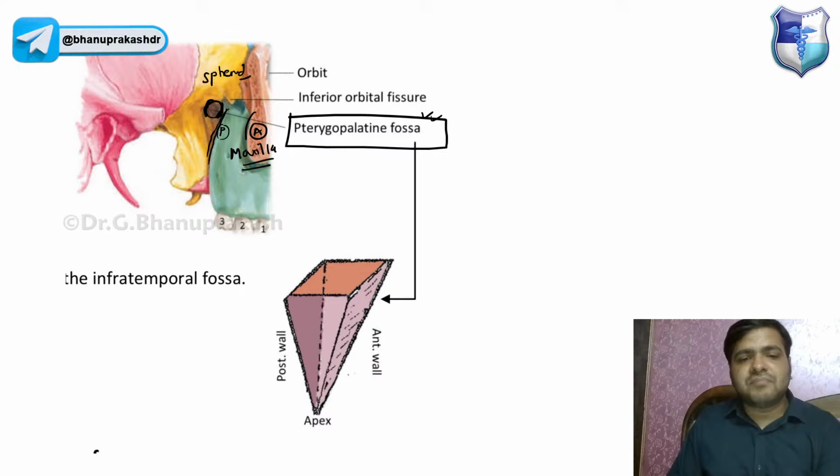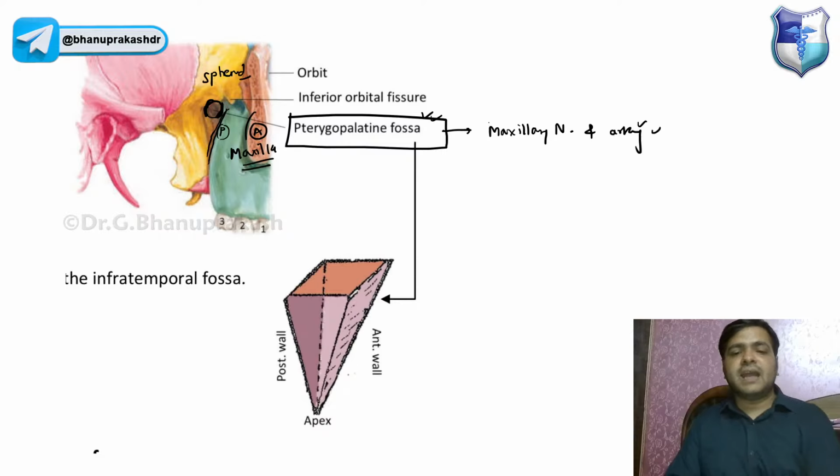So yes, over here, this pterygopalatine fossa, remember guys, we have the maxillary nerve and artery passing through this. The terminal part of the maxillary artery, and we have the sphenopalatine ganglion over here.